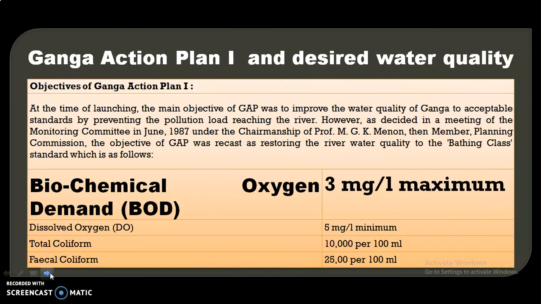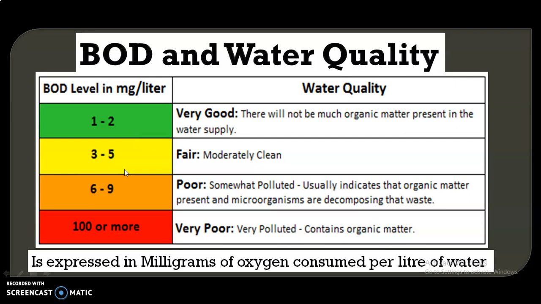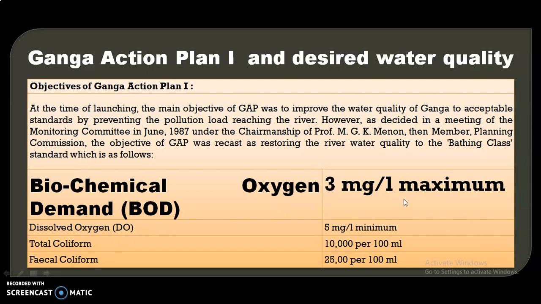In our previous class, we learnt about Ganga Action Plan 1, and we also learned that according to Ganga Action Plan 1, the target for the BOD of the Ganga River was 2 to 3 milligrams per liter maximum. Or we can say, to reduce the BOD to 3 milligrams per liter maximum. What does it mean? Let us go back to the previous slide. If the BOD of water is 3 to 5, then water quality is considered to be fair or moderately clean. That means the river Ganga had very poor water quality, and through Ganga Action Plan 1, the actions that were taken, that is the cleaning of the river water, the activities that were carried out, should reduce the BOD to 3 milligrams per liter.